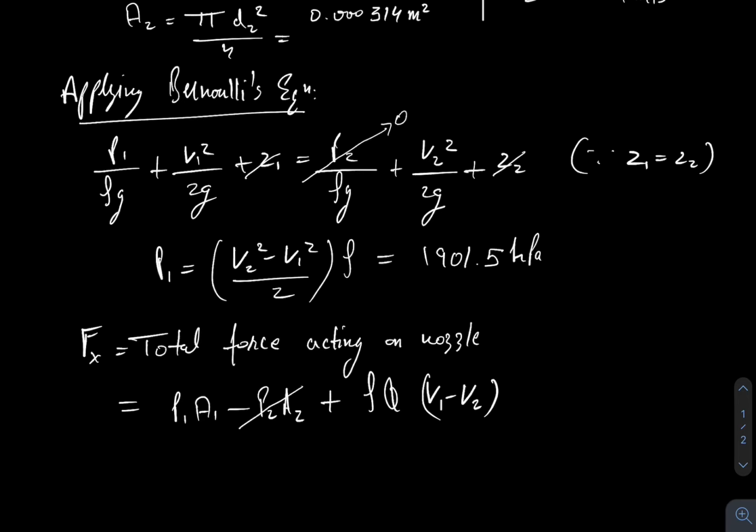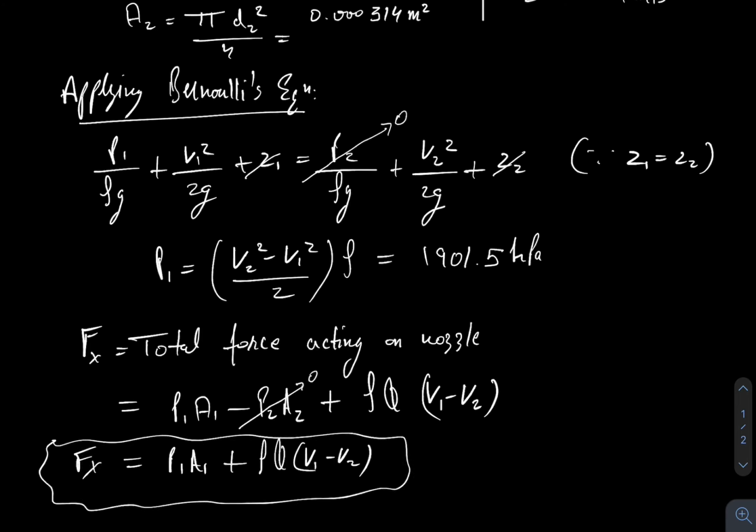So here P2A2 will come out to be 0. Okay. So we will be left with the factor P1A1 plus rho Q (V1 minus V2). Okay. So this is my expression for total force acting on nozzle, but I want to calculate total force acting on water via nozzle. Okay. So it will be minus of this. My answer will be minus of Fx. Okay. So keep in mind what is asked in the question.